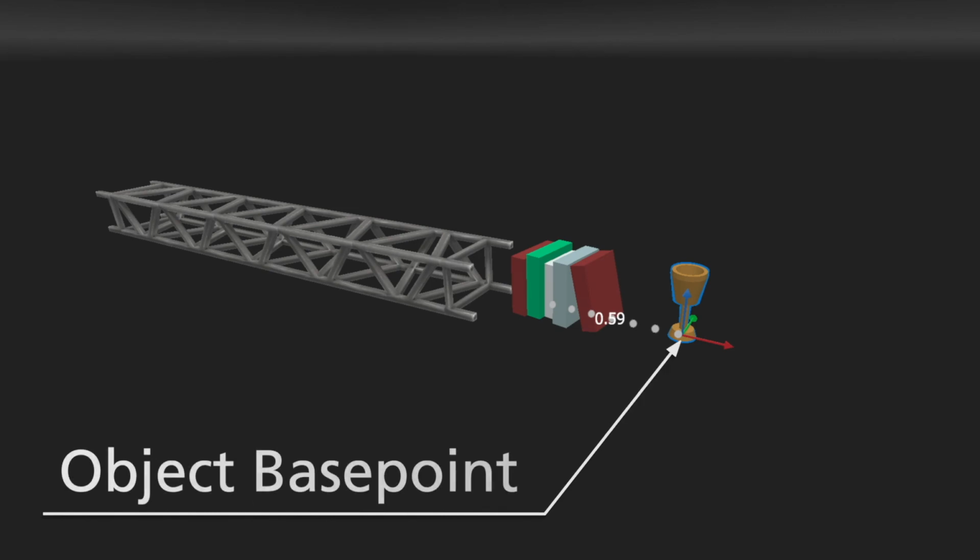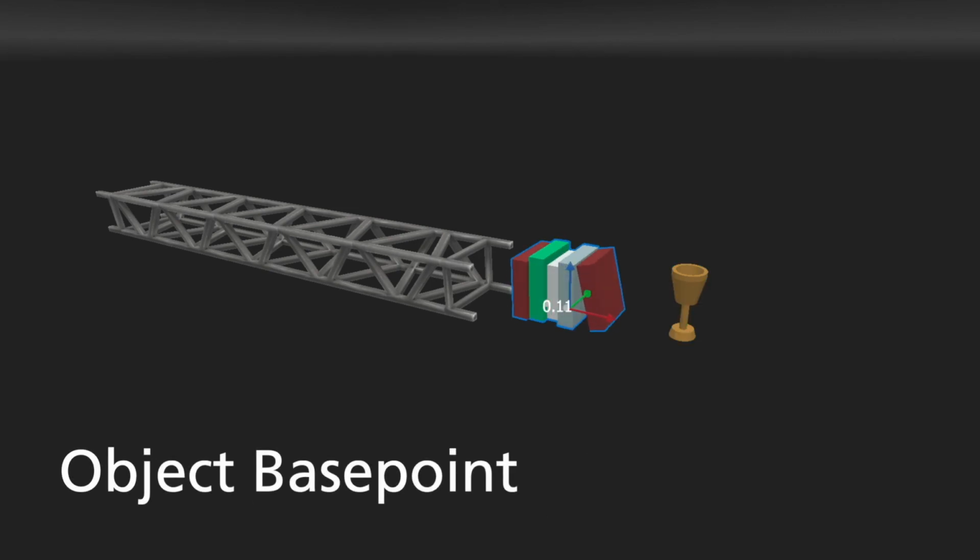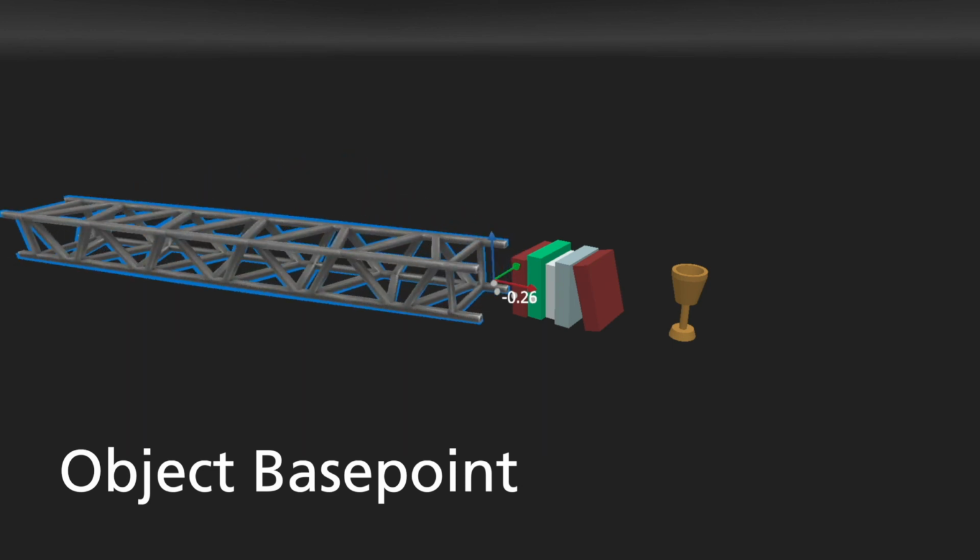All objects have a base point, which is where on the object the position and rotation values are referenced to. Many drafting programs allow you to define an object's base point.